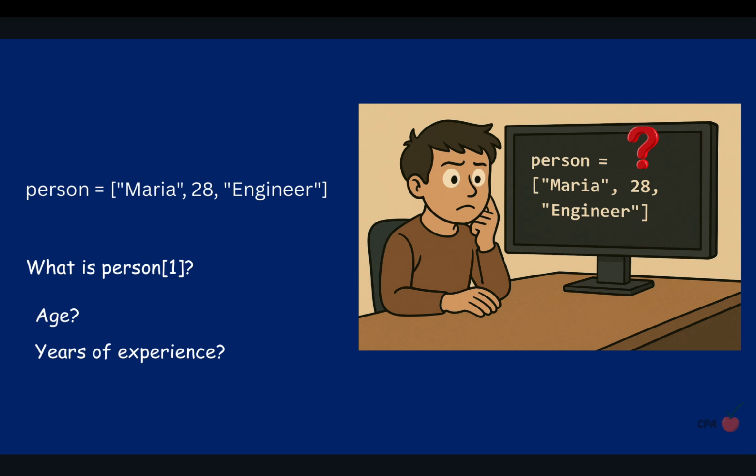So the problem with lists is that there are no labels telling us what this 28 means. Is it the age or what is it? Of course, in the case of Maria, it's obvious that it's probably the name of the person, but the 28 here is not clear. So if we shouldn't use lists for these types of data, what should we do then? What type of data structure should we use?